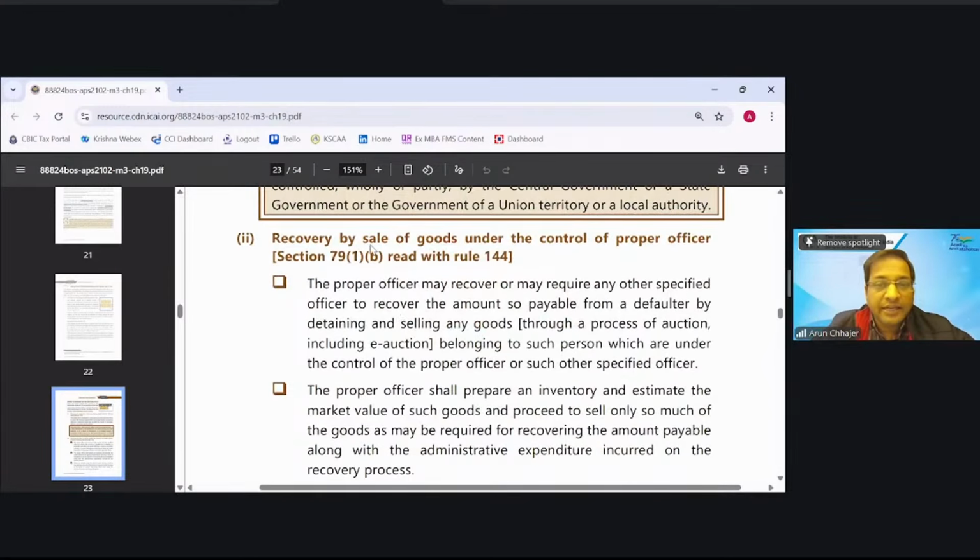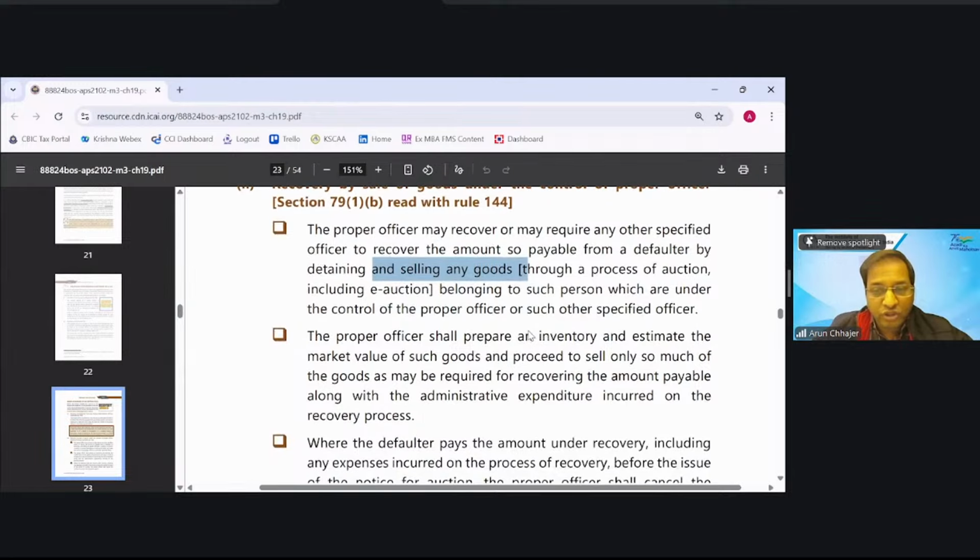Next, recovery by selling the goods under the control of the proper officer. The officer may recover or may require any other specified officer to recover the amount so payable from a defaulter by detaining and selling the goods through the process of auction, e-auction, belonging to that person which are under the control of the proper officer or other specified officer.